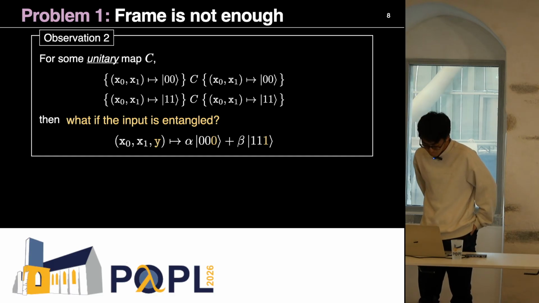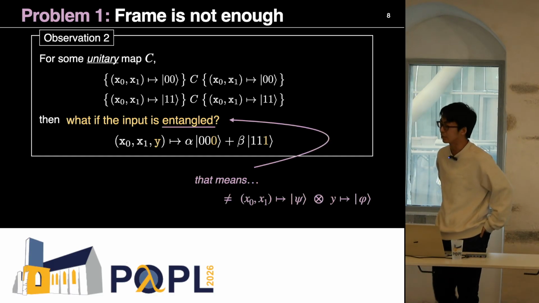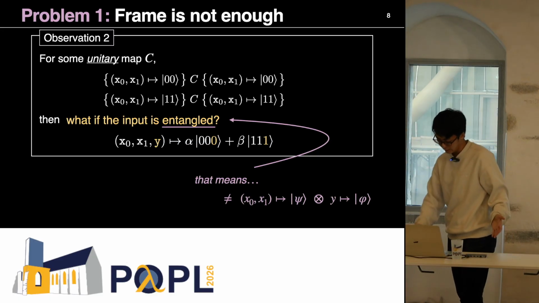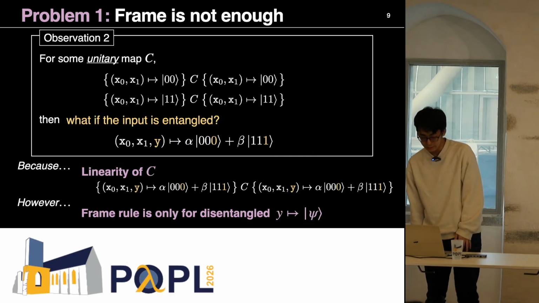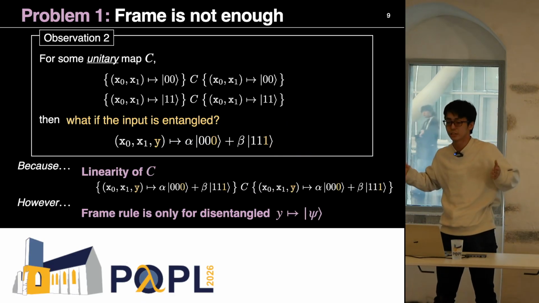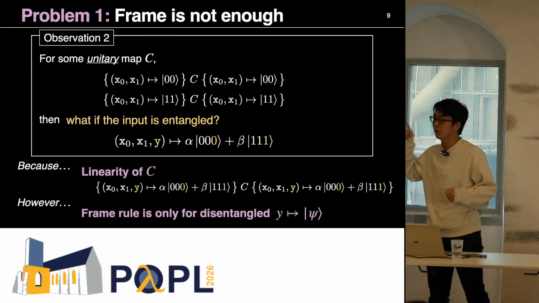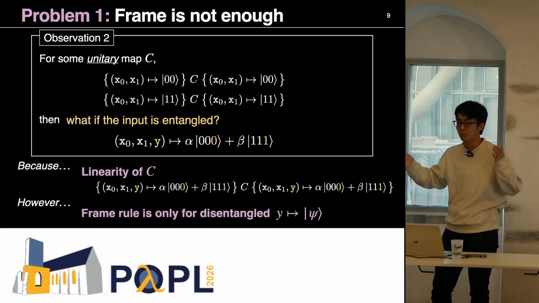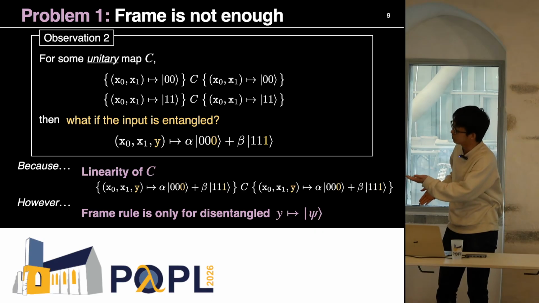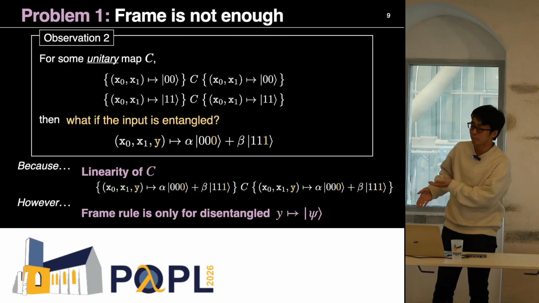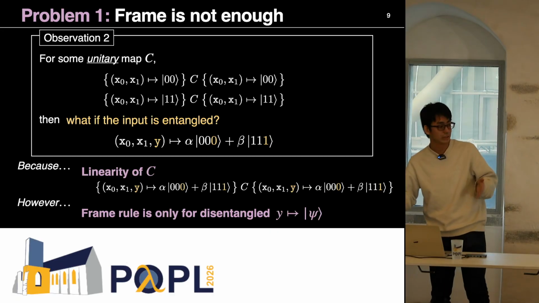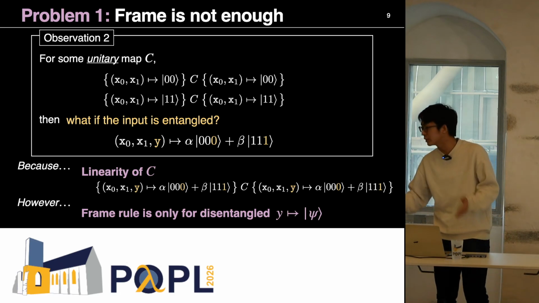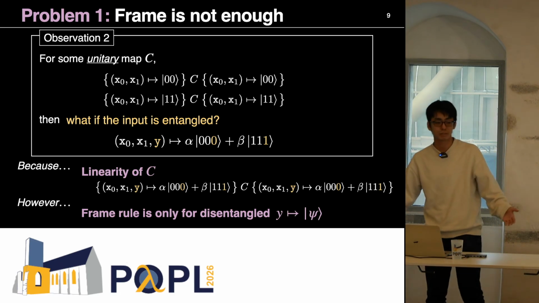Here, entangled means you cannot separate the state of x and y as a tensor product. But because, as I said, this is unitary and linear, you should be able to derive that it also behaves like identity in this case. However, the frame rule doesn't allow us to derive this immediately, because the frame rule was only for disentangled resources. That sounds like a limitation, and we want to have something more.